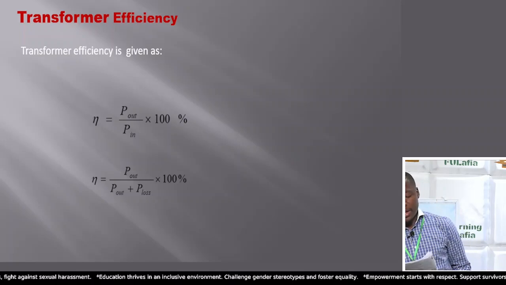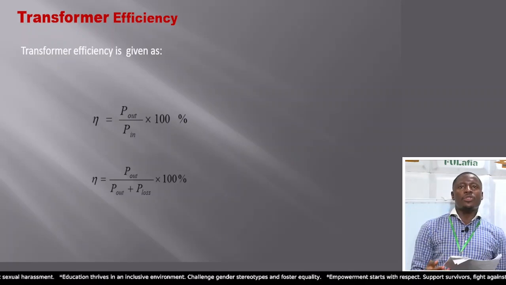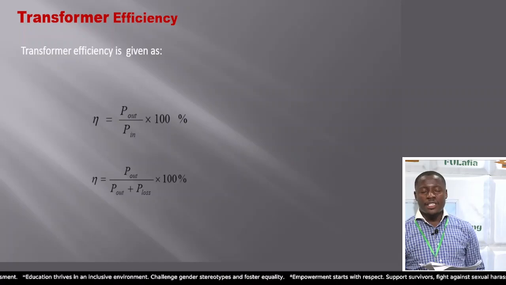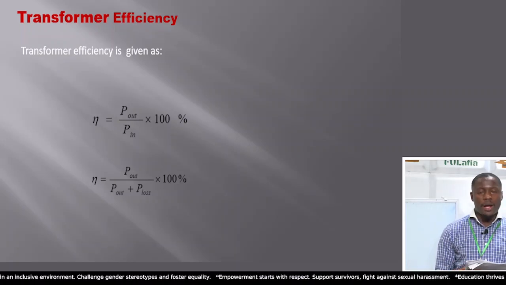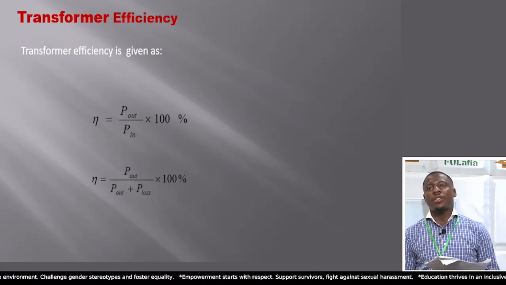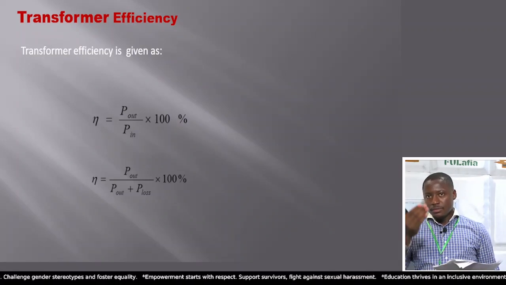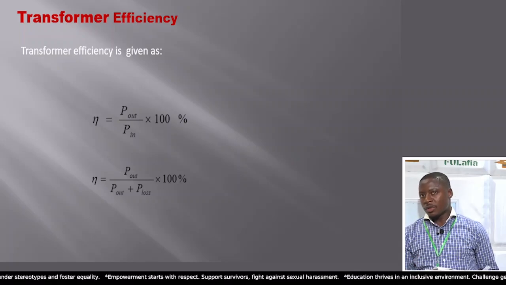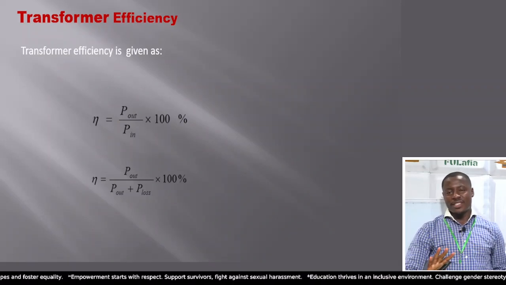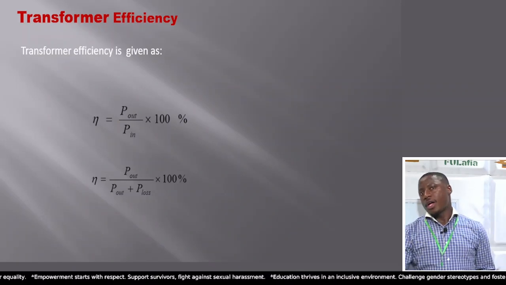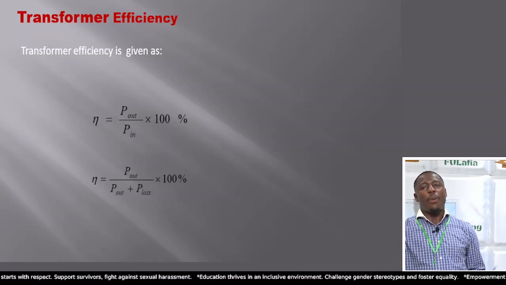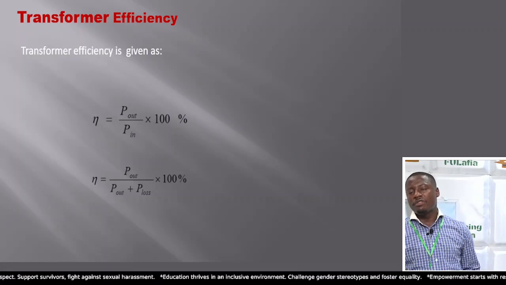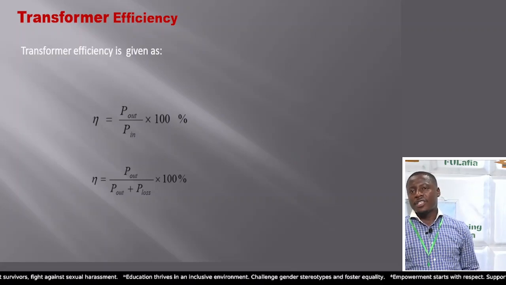A transformer. Now, another thing we're going to look at is transformer efficiency. When we say transformer efficiency, what do we mean by that? The efficiency of a transformer is the power in the output divided by the power in the input times 100. Or the power in the output all over the power in the output plus the power loss, times 100, will also give you the efficiency of a transformer.